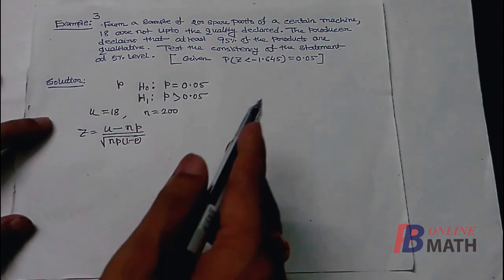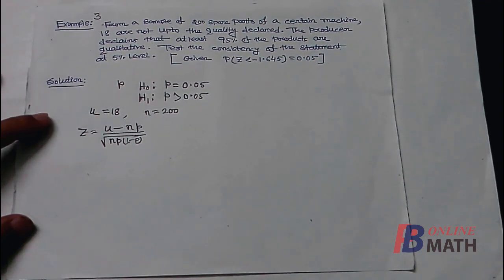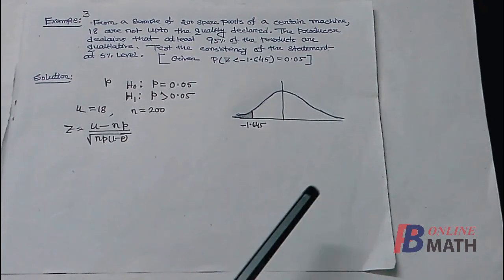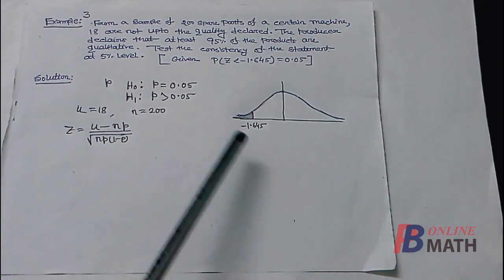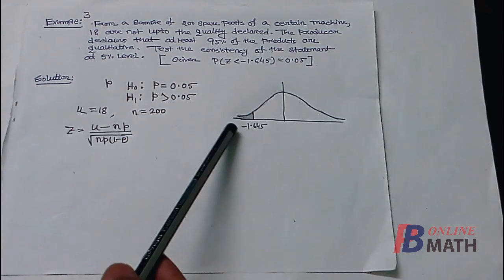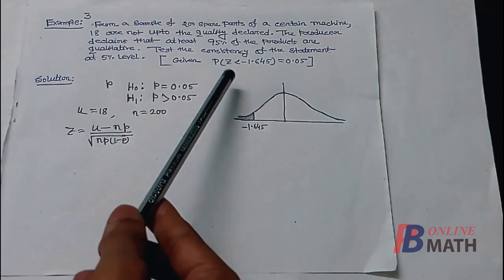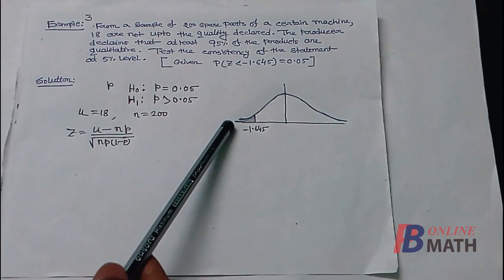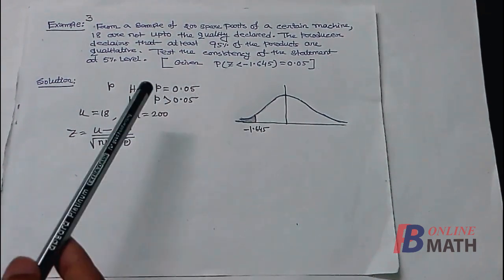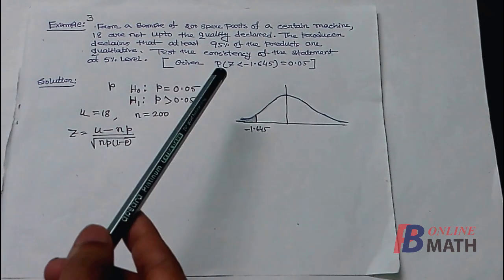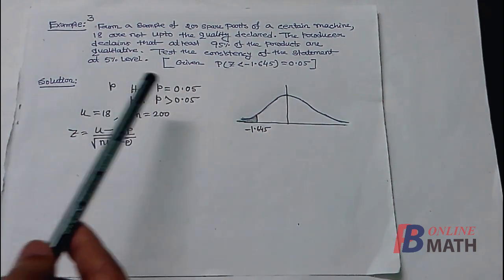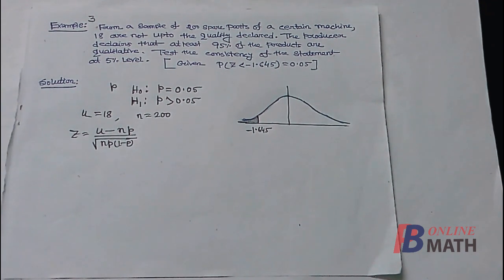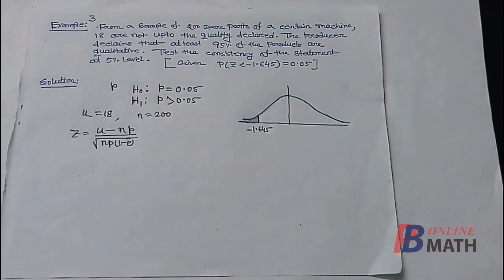So here we draw the graph of standard normal distribution, and we shall find the critical region. This is the rough sketch of standard normal distribution, and from the given data we have obtained this area. It is given that the area between minus infinity and minus 1.645 is 0.05. So this is 5% area, and we have to check the hypothesis at 5% significance level. So the critical region is 5% area and the remaining 95% area is non-critical region.